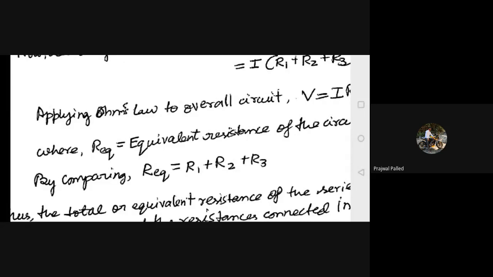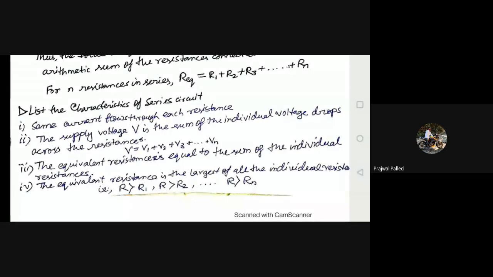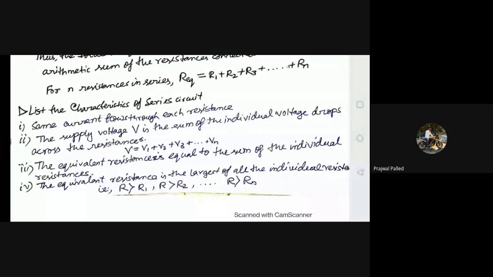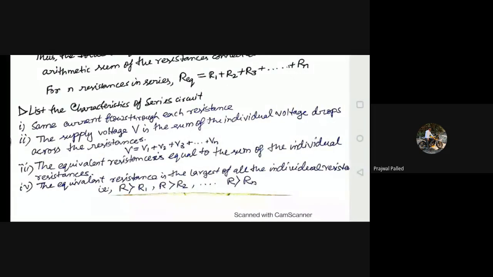So in series circuit, what are the things we observe in case of voltage, current and resistance? Current remains same. Voltage is the addition of all individual voltages; summation gives the supply voltage. Equivalent resistance is equal to the sum of the individual resistances, and equivalent resistance is the largest of all the individual resistances. Obviously it is the summation, so it will be large. So R, capital R, will be definitely greater than individual R1, R2, R3 or Rn.